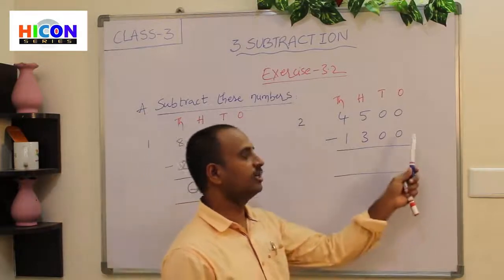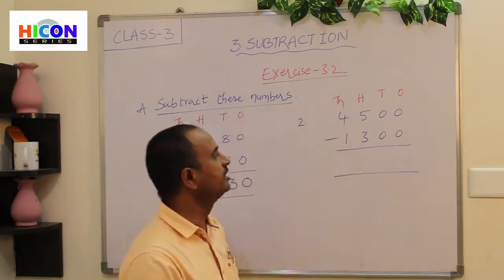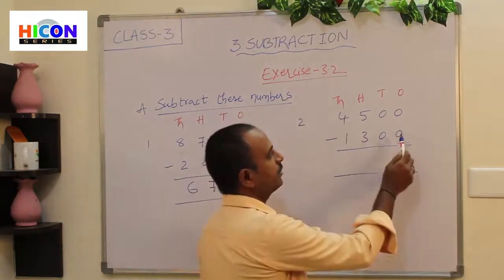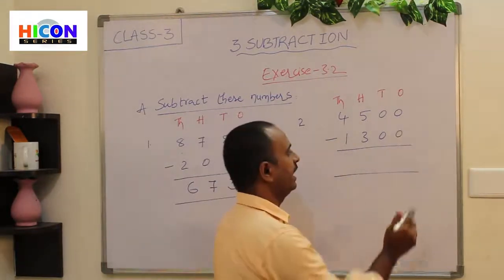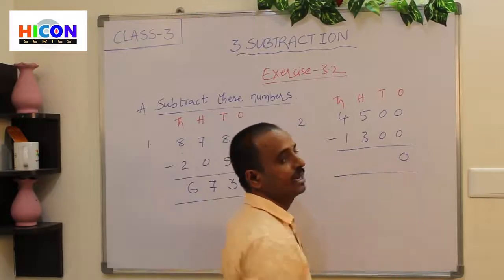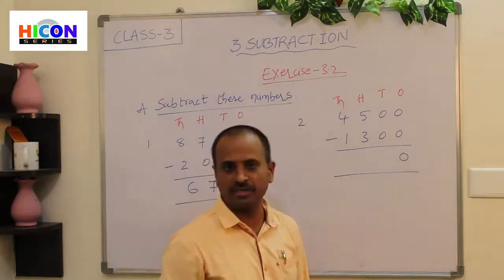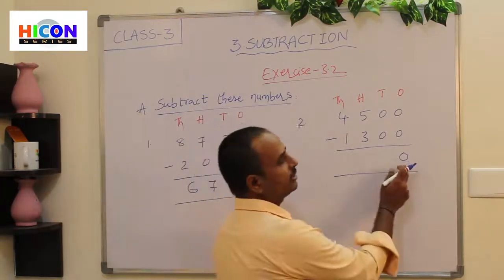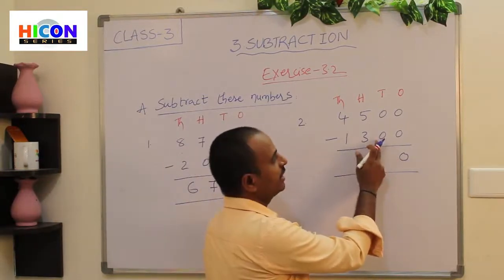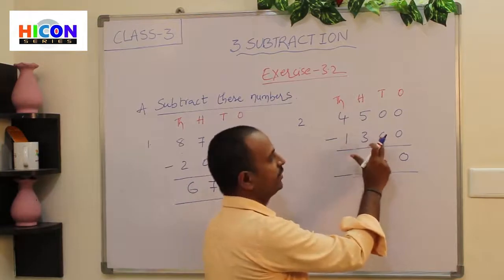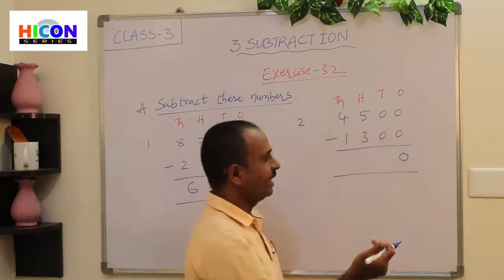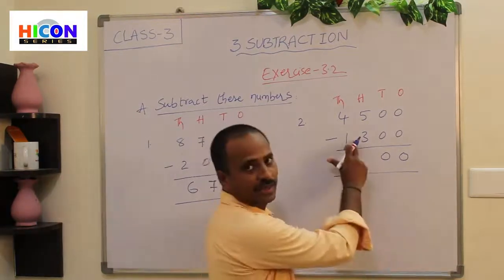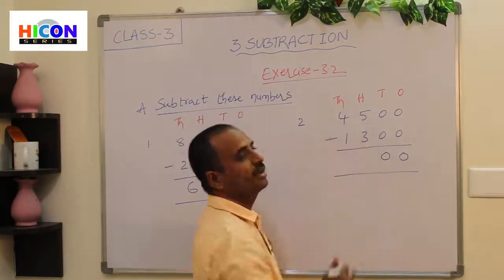Let us start from ones place. What are the digits present under ones place? 0 and 0. If we subtract 0 from 0, again we will get 0, according to the properties of subtraction: if we subtract a number from the same number, the answer is 0. Now go to tens place. Here also 0 and 0. If we subtract 0 from 0, again we will get 0. Next, go to hundreds place. What is the first number here? 5.